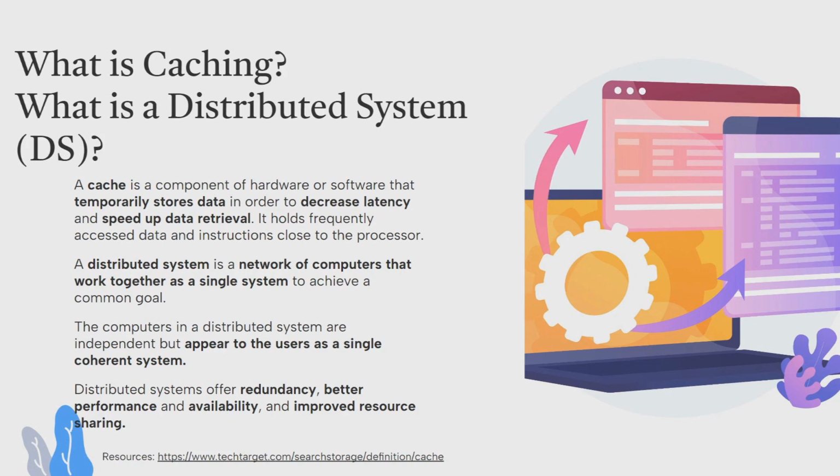The computers in a distributed system are independent, but the user sees them as one single working machine. They don't know that it's multiple systems behind the scenes. And distributed systems offer redundancy, better performance, better availability, and improved resource sharing.